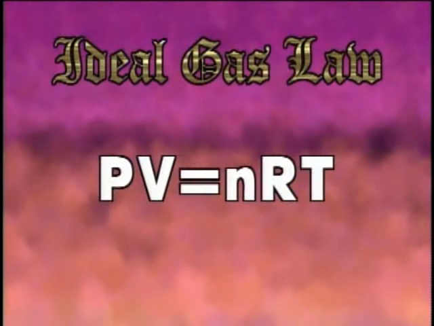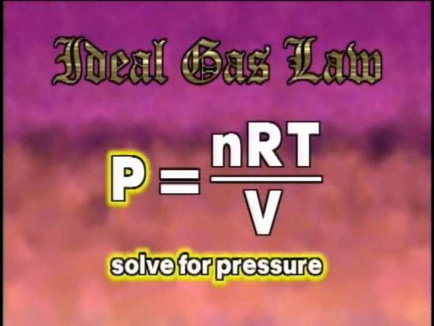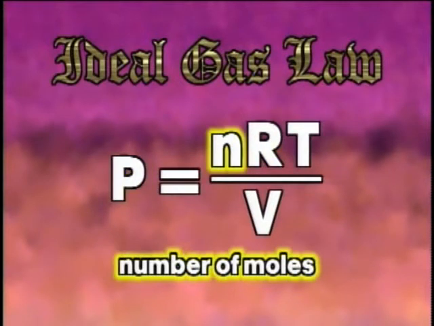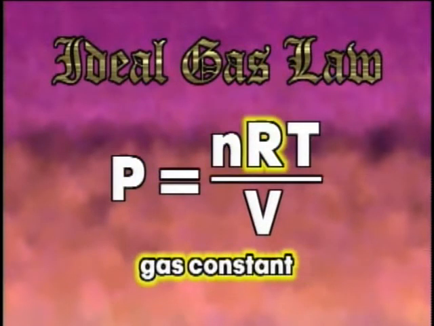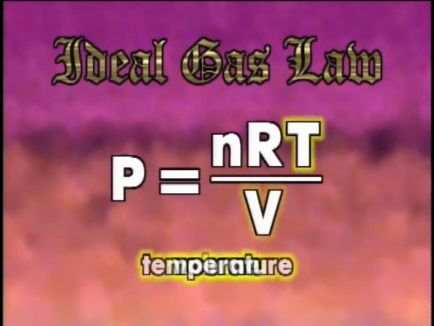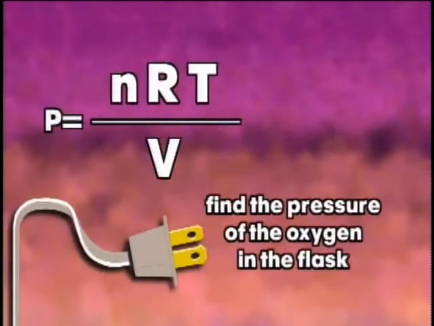Remember, the ideal gas law, PV = nRT, is rearranged to solve for pressure. Pressure equals the number of moles times the gas constant times the temperature, divided by the volume. Now let's plug the numbers into our equation to find the pressure of the oxygen in the flask.